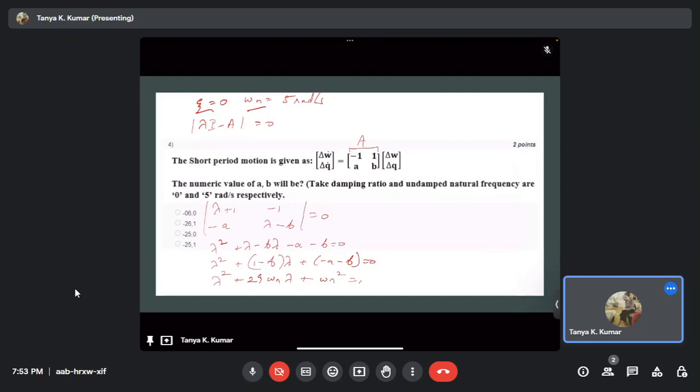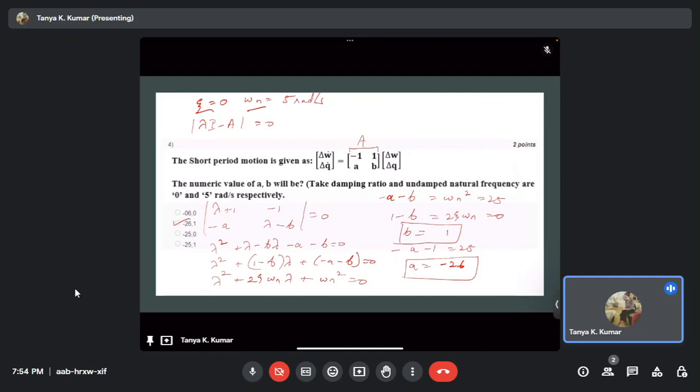Okay, so now you do minus A minus B equals omega n square, which is 25, and 1 minus B equals 2 eta omega n, which is 0. So B equals 1. So minus A minus 1 equals 25. So A equals minus 26. Yes? So these are your two values, 1 and minus 26. That is, A is minus 26, B is 1. Yeah?